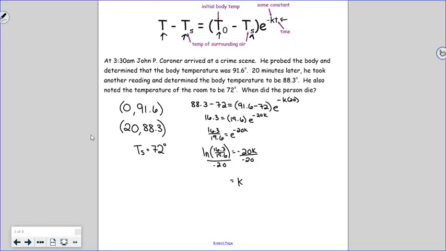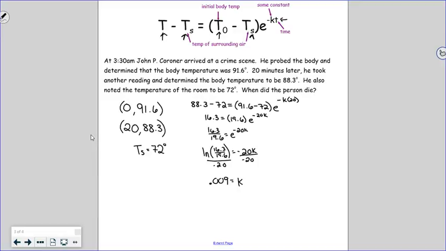And what are we getting for a constant here? The question was not what is the cooling constant. Okay, so we now need to use that. It said, when did the person die? Okay, well, when the person dies, what would their temperature be at that time? What is the normal average human temperature?